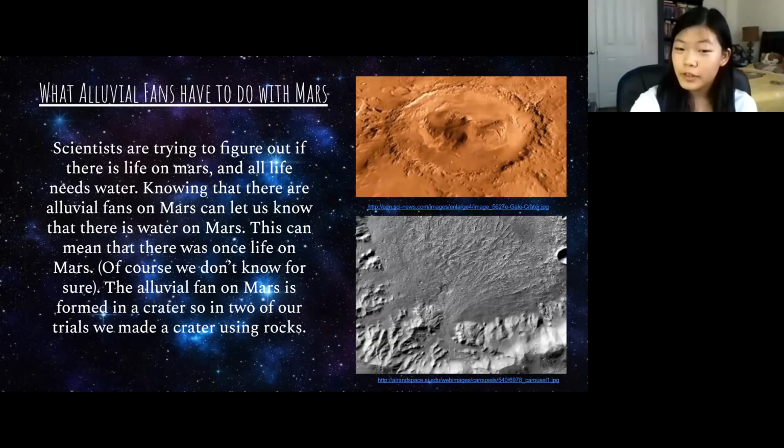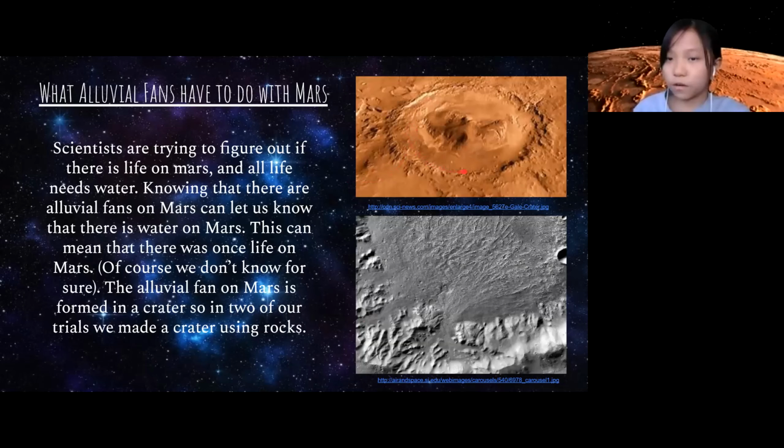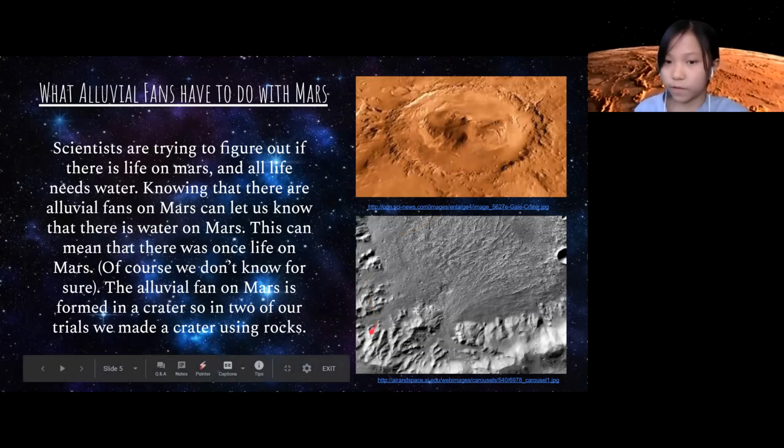The alluvial fan on Mars is formed in a crater, so in two of our trials, we made craters using rocks. This is a crater on Mars, and this is a crater with an alluvial fan on Mars, and here you can see the alluvial fan.